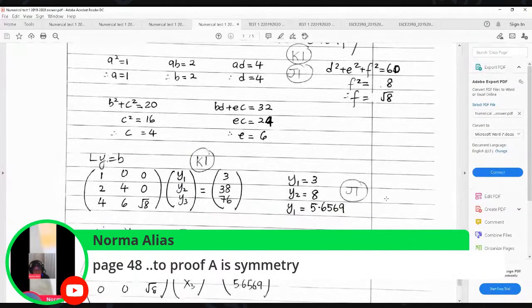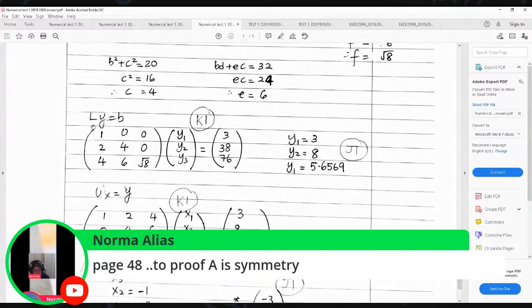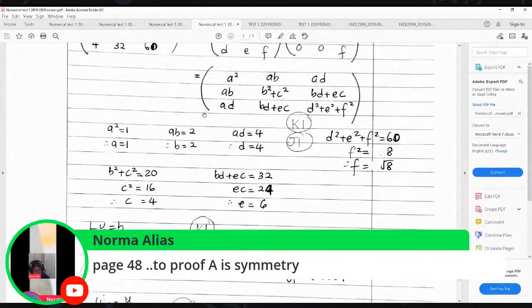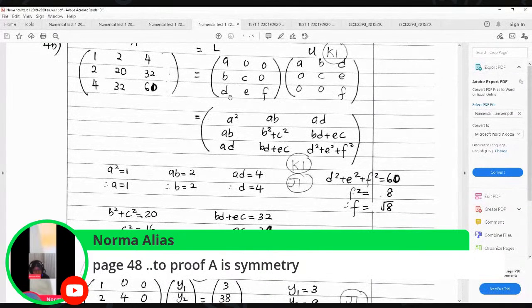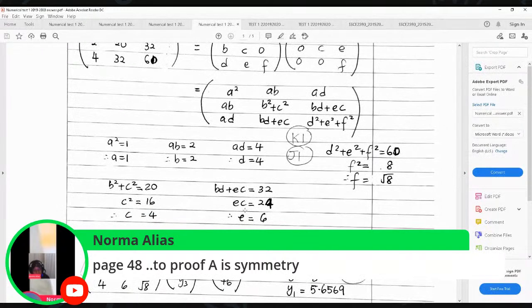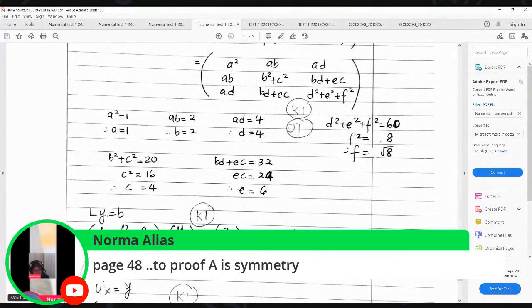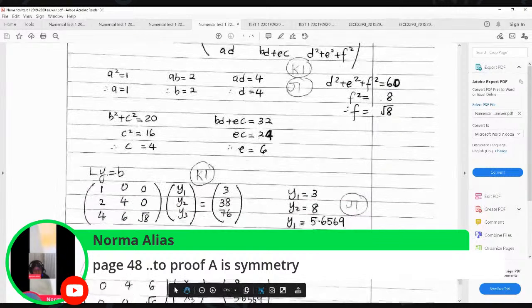I told you, you need to go in 2 parts. The first is LW equal to F. L is already done. You just fit the values A, B, C, D, E, F that you get from matching between L times U and A. So you fit L here, 1, 2, 4, 4, 6, 7, 8, W1, W2, W3, and then F1, F2, F3. Use your calculator, but this time you need to use forward substitution. You will get W1, W2, W3.